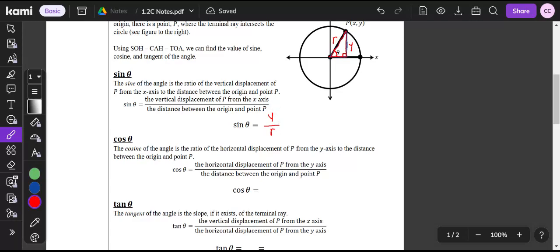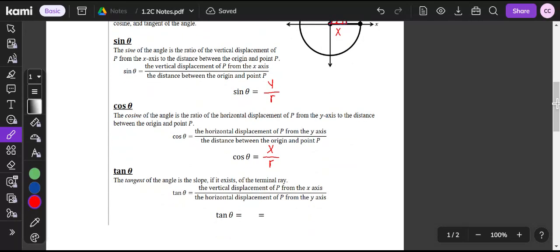Okay, we can do something very similar for cosine. Cosine is this adjacent side right here. It is the horizontal displacement of P from the y-axis. So this horizontal distance, we know that that is the x-coordinate. So now I know cosine is equal to x divided by the hypotenuse, which is of course just r.